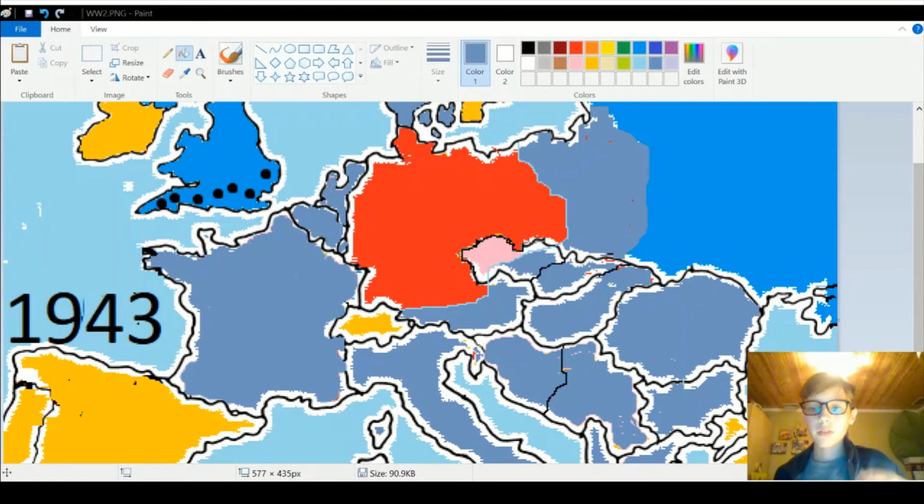Germany is like in depression. Everything's just crumbling around it. All of its allies have fallen. France has fallen. They don't got France anymore. France was pretty big. They don't got Italy anymore. They don't got Poland. They're pretty much back at square one.